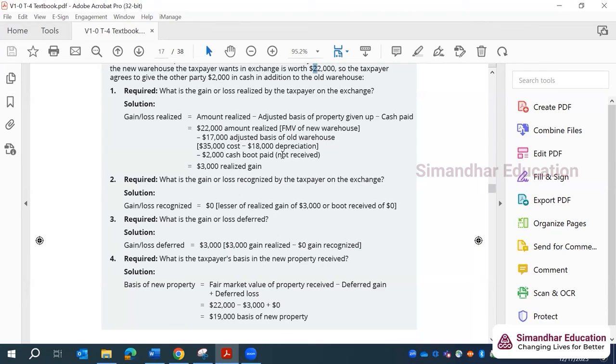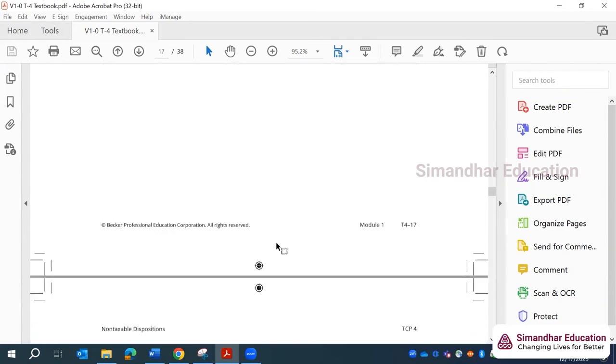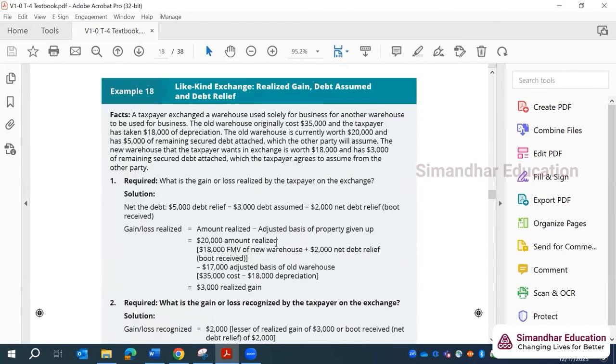So you are not receiving the cash. You are at the giving end. So there will be no recognition of gain because you're not receiving the boot. So in this case, what's going to happen? You're going to defer that $3,000 gain and you're going to reduce the property basis that you're receiving from $22,000 to $19,000.